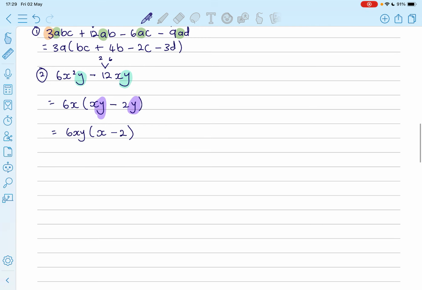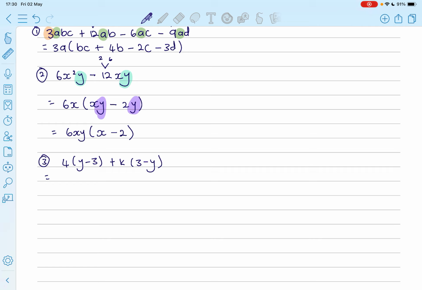All right. Now let's do a question that is a bit more challenging. So moving on to number 3. So we've been given 4y minus 3 plus k times 3 minus y. So this one looks a bit different from the two questions we've just done earlier on.